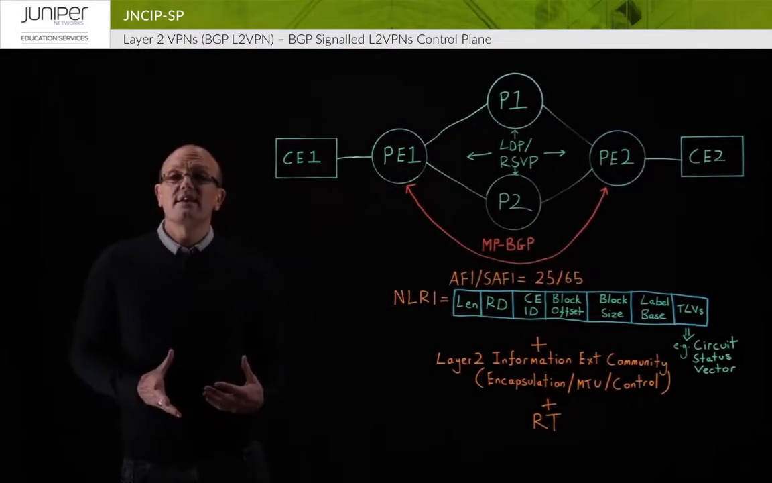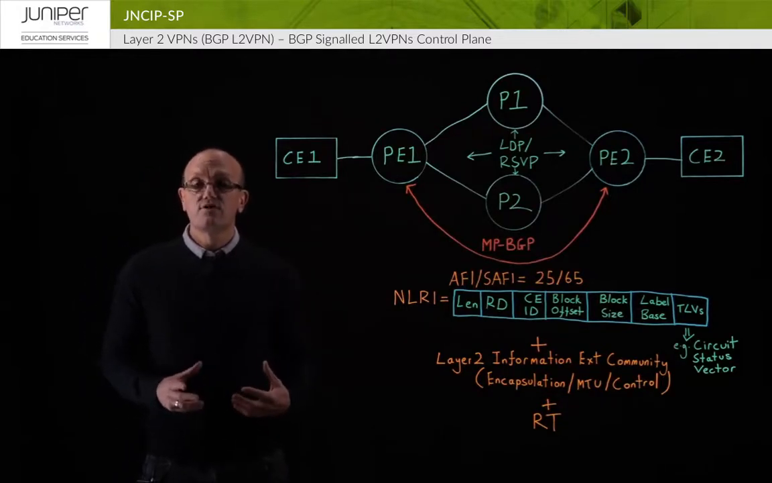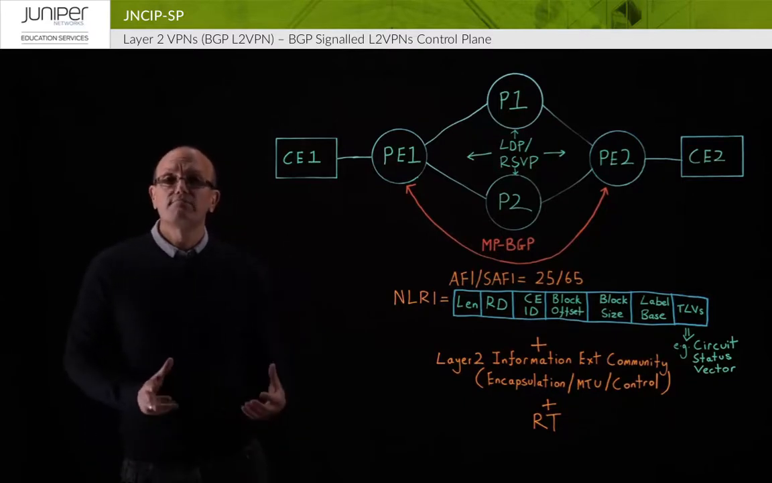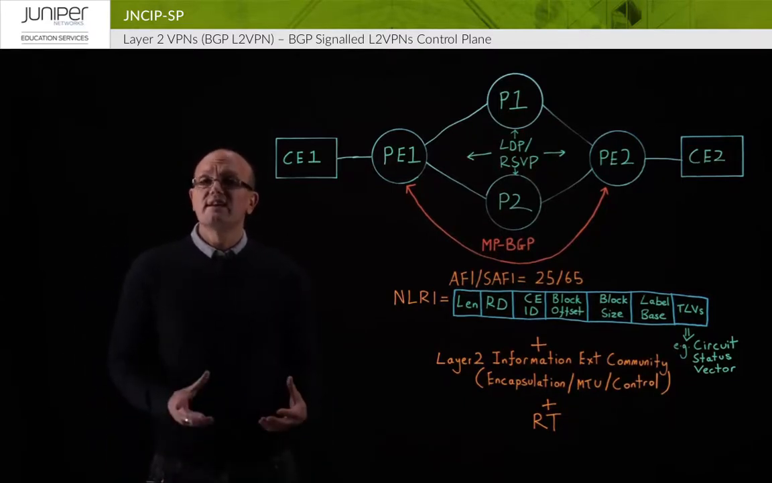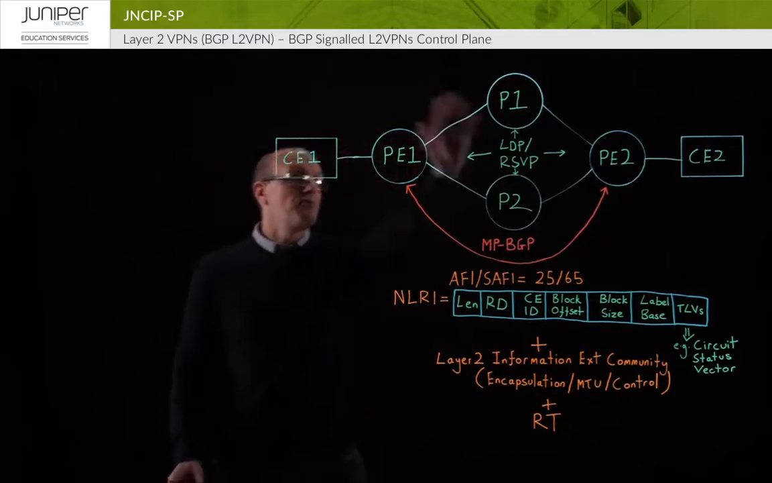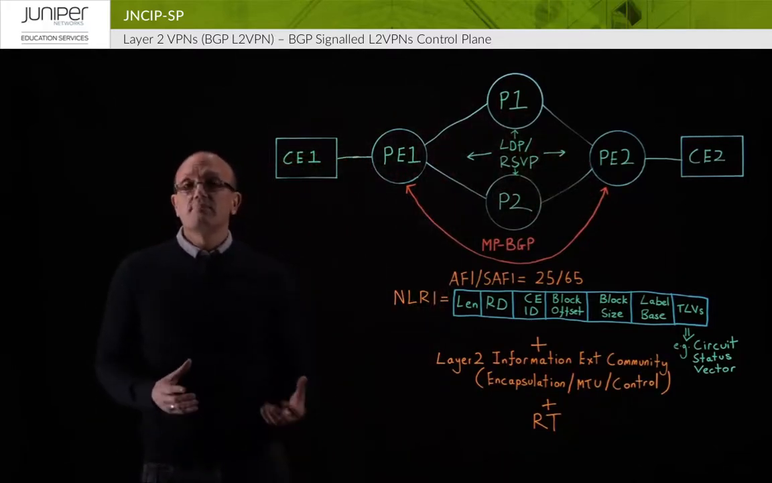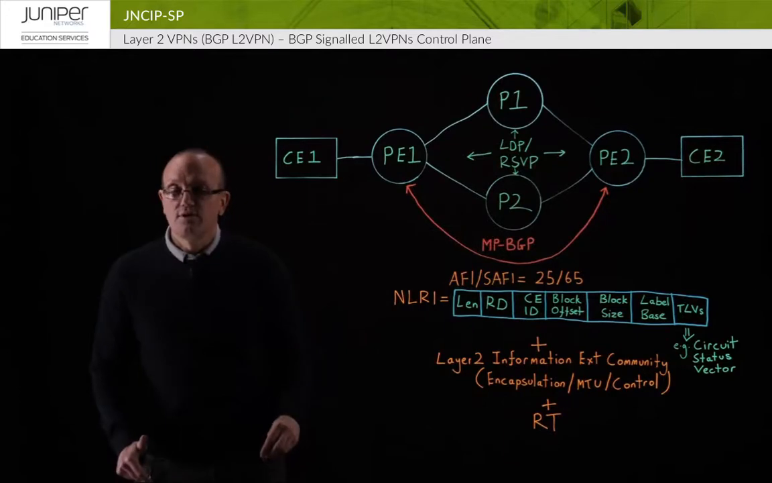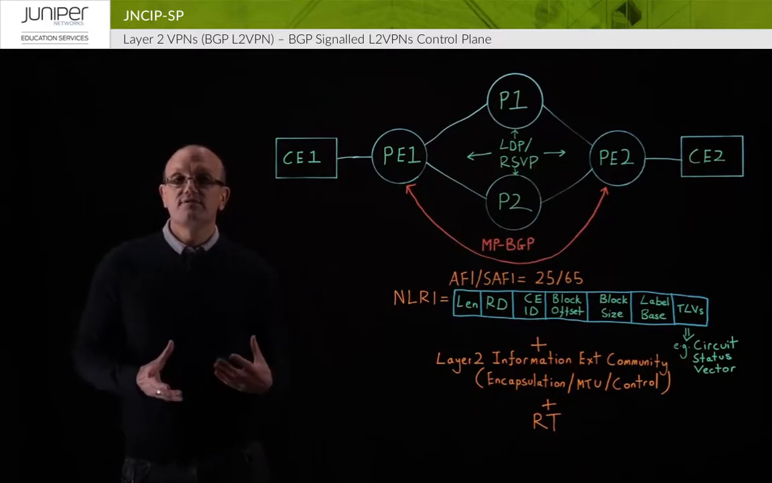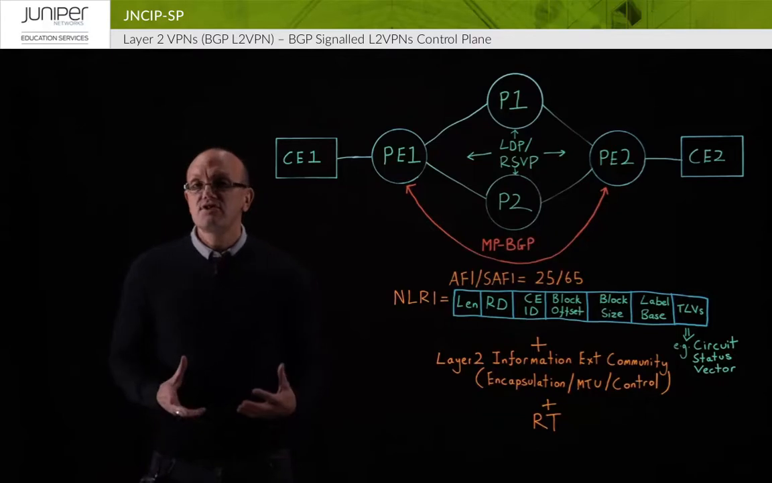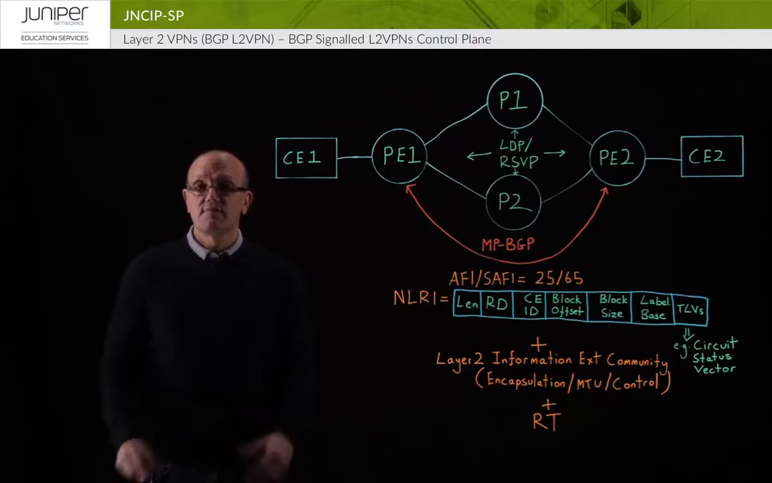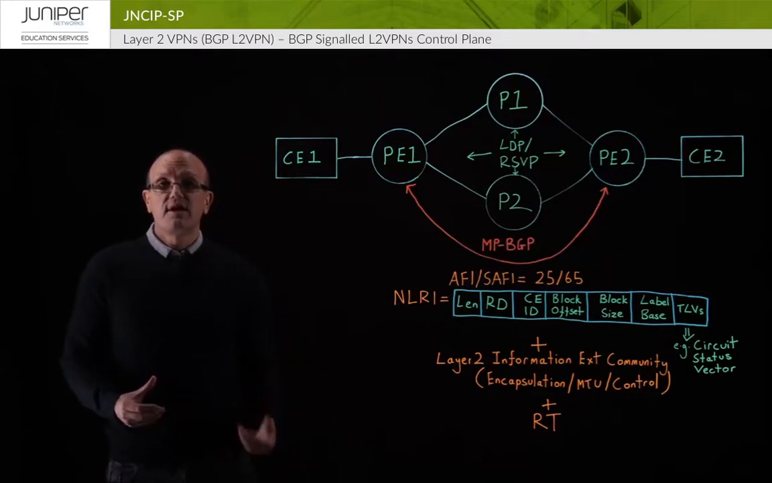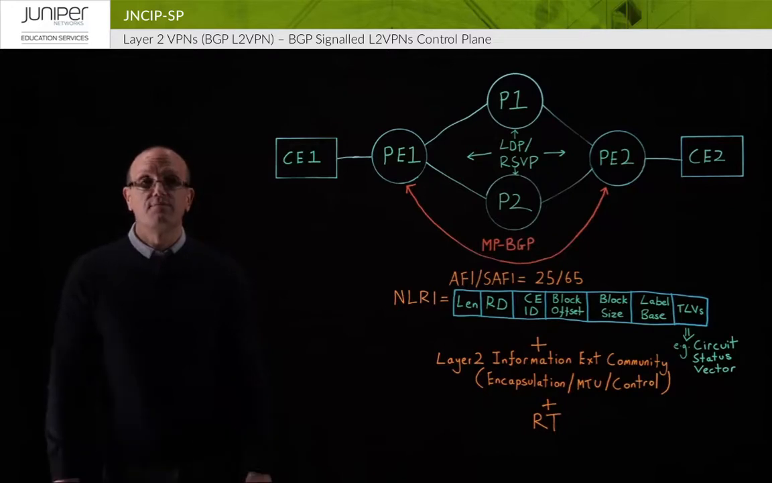In this video, we're going to take a look at BGP signaled Layer 2 VPNs. These Layer 2 VPNs provide point-to-point virtual circuits between customer endpoints. In the example on the board, we will be providing a point-to-point virtual circuit between CE1 and CE2. BGP signaled Layer 2 VPNs have much in common with BGP signaled Layer 3 VPNs, and we'll walk through some of the similarities and differences in the signaling architecture in this video.